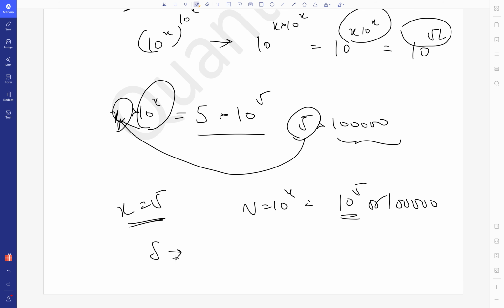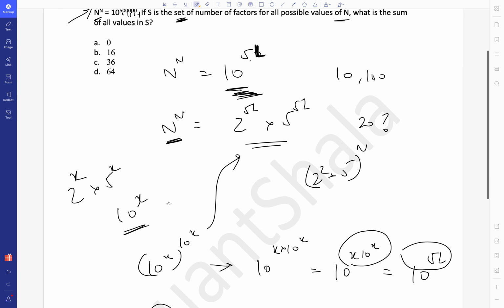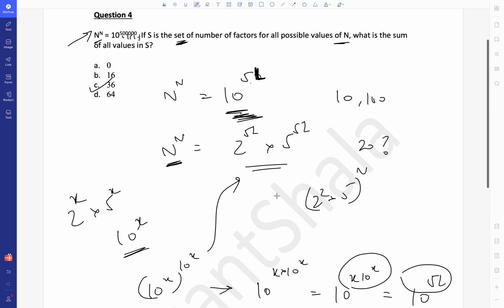So S is the set of number of factors for values of n. So how many factors does 10 raised to power 5 have? This is 2 raised to power 5 into 5 raised to power 5. Number of factors is 6 into 6, 36. So S is only 36. Sum of all values inside S is also 36. So the answer will be option C in this case. Okay. I think we have solved 4 questions, only the last one is left.